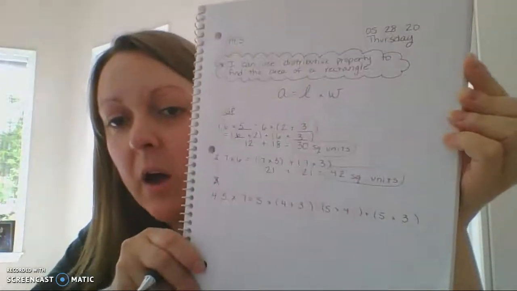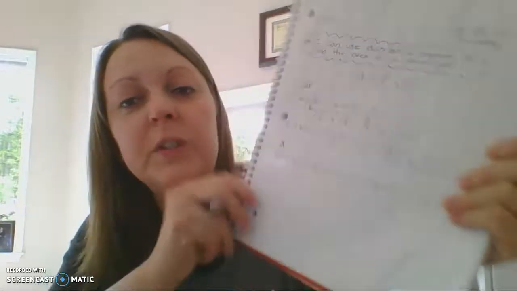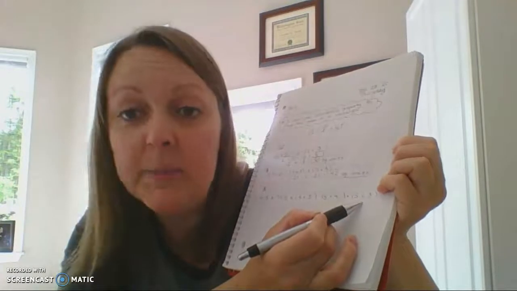It's kind of long. So really, all we have to do is figure out this parentheses and this set of parentheses and then add them together. So 5 times 4 is 20, and 5 times 3 is 15. So 20 plus 15 is 35 square units. And that is the answer.